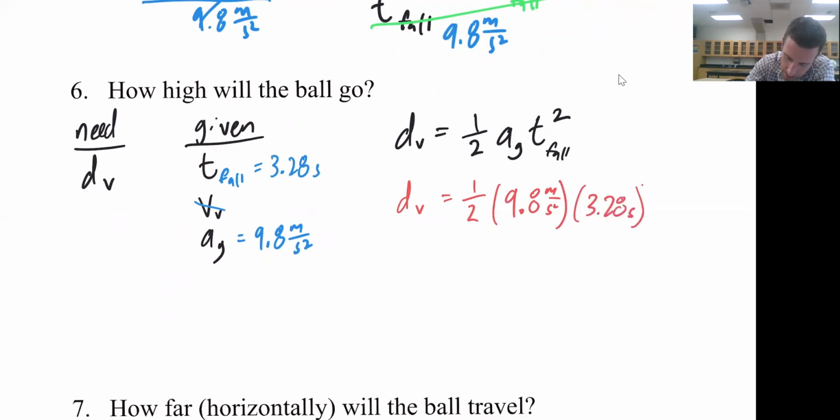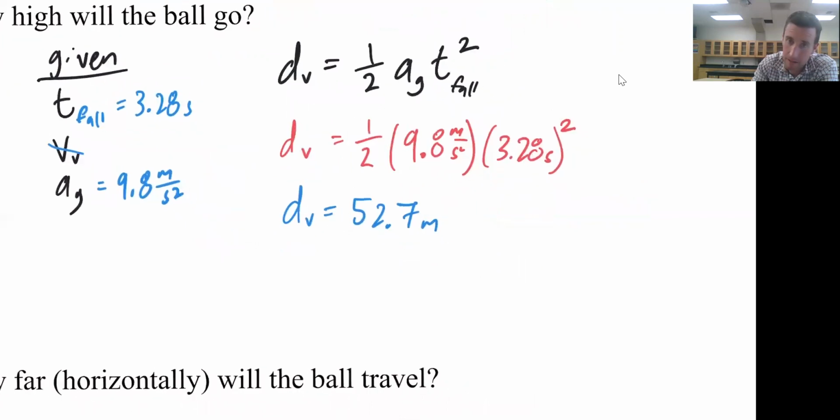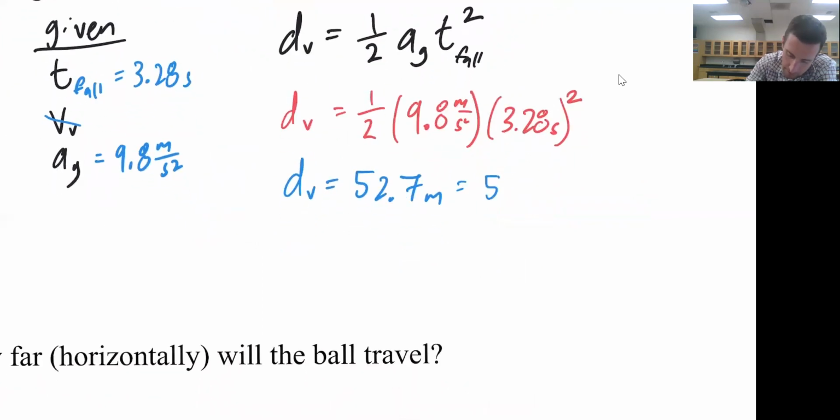3.28 seconds squared. So I'm going to start by squaring 3.28 squared, okay, times 9.8 times 1/2, which is 0.5, and that gives me 52.7. So my vertical distance is 52.7 meters, but because I can only take it to 2 digits based on significant figures, that'll be 53 meters up in the air.